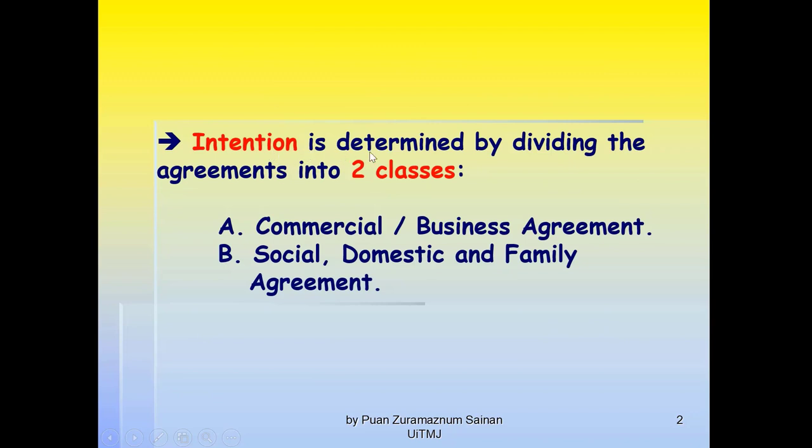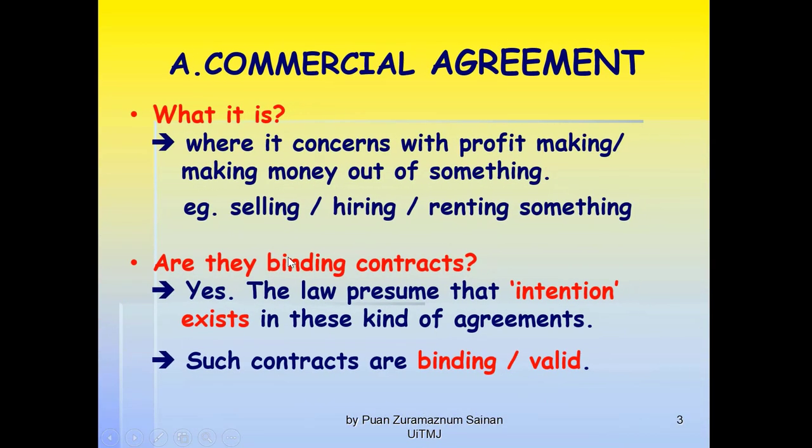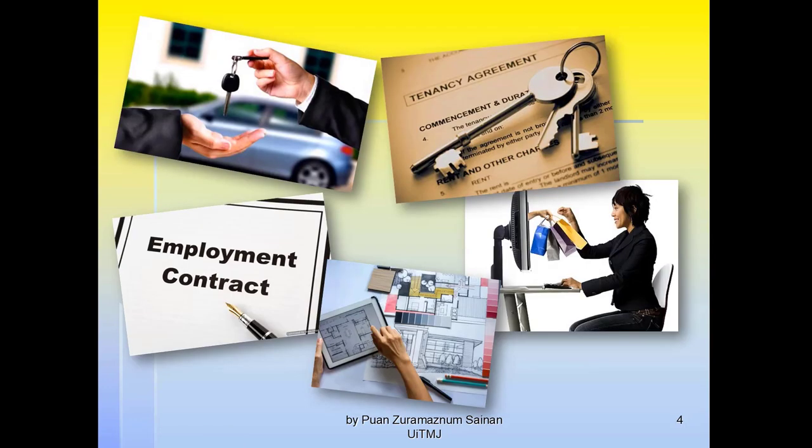So the agreement can be divided into two classes. One is commercial or business agreement, and the second one is social, domestic and family agreement. So whatever agreement, we divide it into either commercial or social agreement. For commercial agreement, it is presumed that there is intention exists in this kind of agreements, and therefore the contract is binding and valid due to the existence of intention. The parties are bound to the contract. These are the examples of commercial agreements.